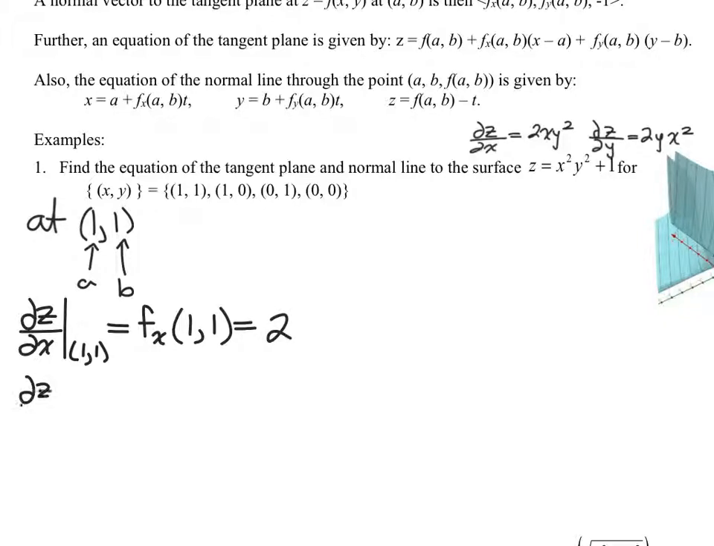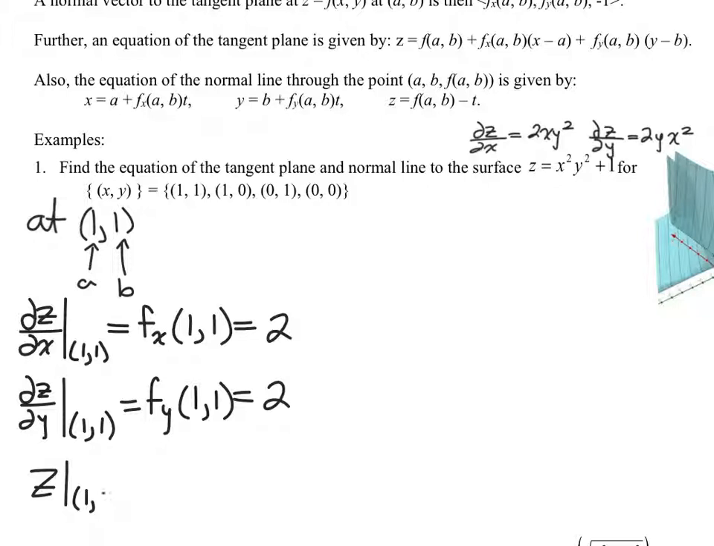So partial z with respect to y at 1, 1, same as partial with respect to y at 1, 1, also going to be 2. All right, so not bad. I also need to know f of 1, 1. So I need to know z at 1, 1, which is the same as f of 1, 1. So that goes right into the original function. So it's just a 2 again. A lot of 2's.